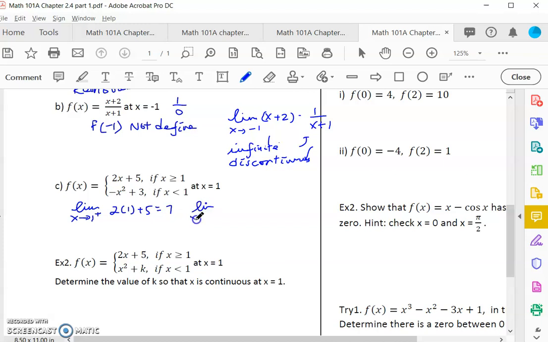But if we do the left-hand side, 1 minus, we use this other function. Negative 1 squared plus 3 would equal 2, right? So 1 squared is negative 1, plus 3 is 2. They don't agree. So this is the case where from the right-hand side the value is 7, solid, and the left-hand side is 2. Okay, so this is a jump.